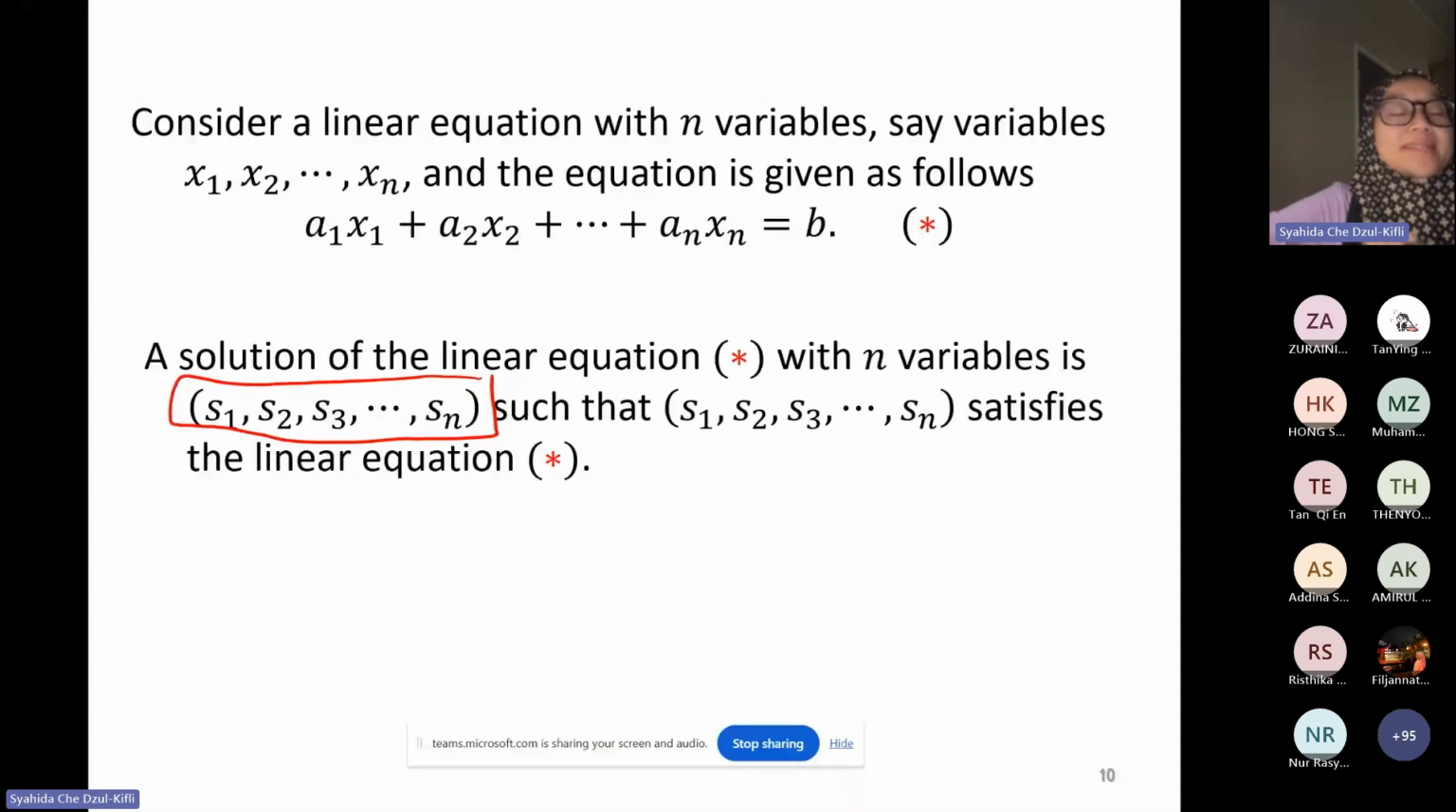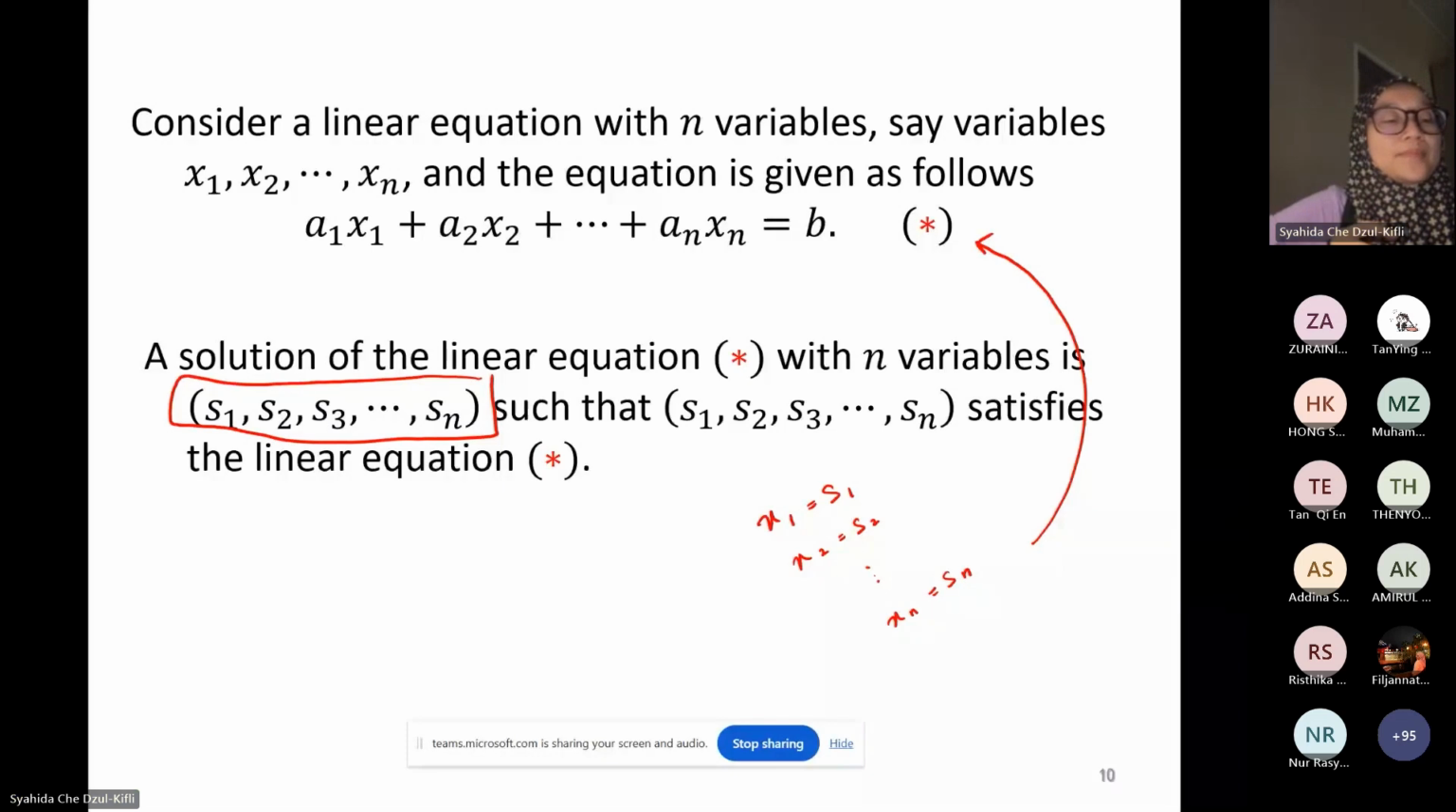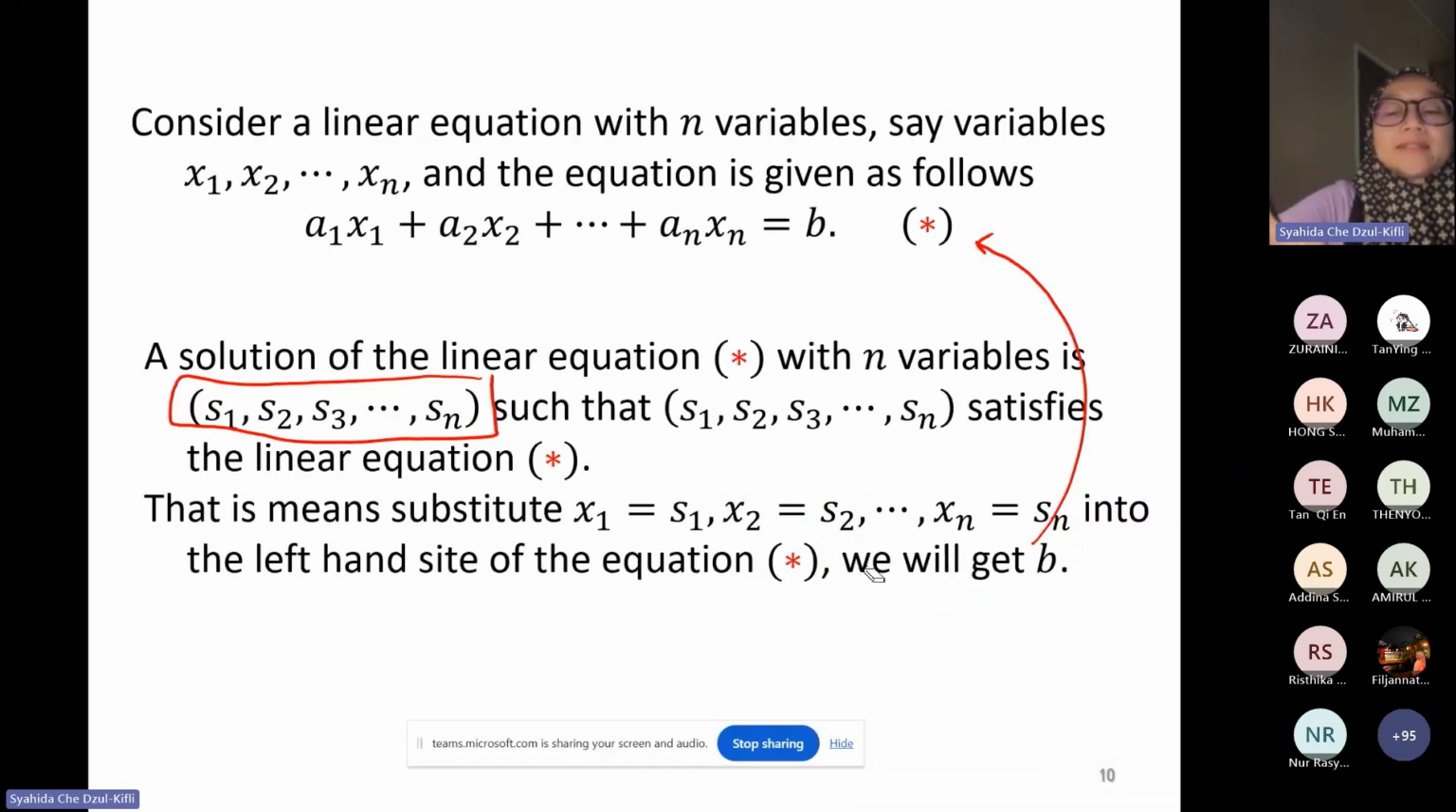It must have n components: S1, S2 up to Sn, where whenever we substitute x1 equal to S1, x2 equal to S2, up to xn equal to Sn into this equation, then the equation is satisfied. Therefore, this n tuple point is a solution for the star equation. I guess that is clear.